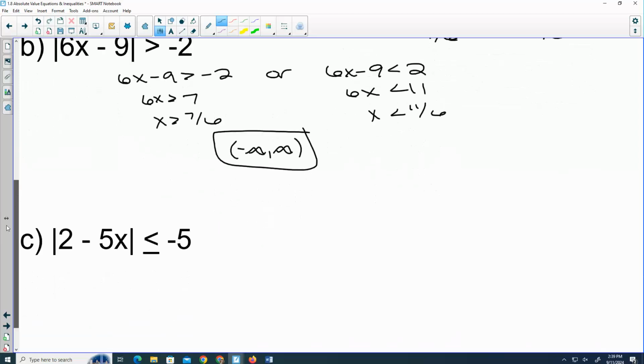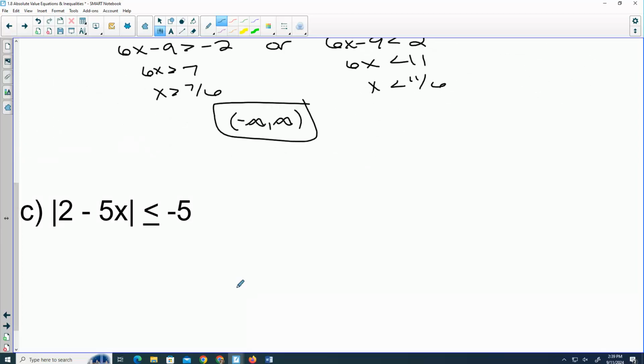So now that we're thinking, if I said the absolute value of 2 minus 5x is less than or equal to -5. Does anyone know the answer without solving it? Why? Less than or equal to. A positive number smaller than or equal to a negative number. Can't happen. So this one is a no solution.